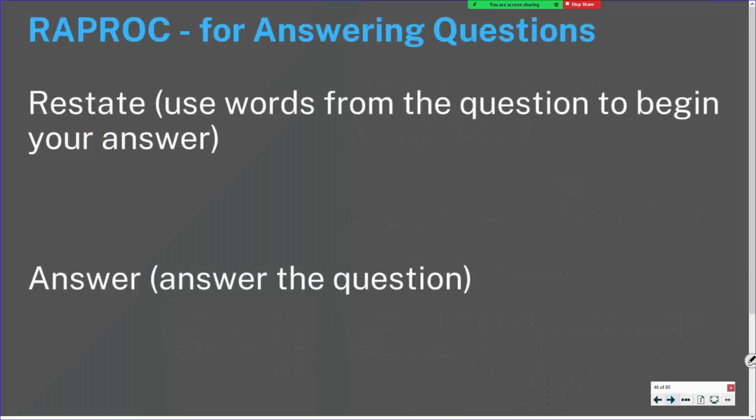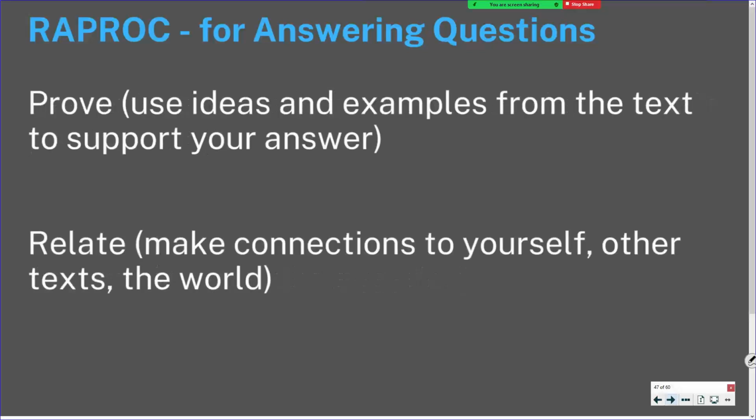We're going to spend the next 5 minutes, and we'll come back to this tomorrow, on the RAP-ROCK method for answering questions. R: restate using words from the question. A: answer the question. So you restate the question and then you answer it. P: prove. Use ideas and examples from the text to support your answer. When we prove and use examples from the text, that's when we quote the text. R stands for relate. Make connections to yourself, other texts, the world.